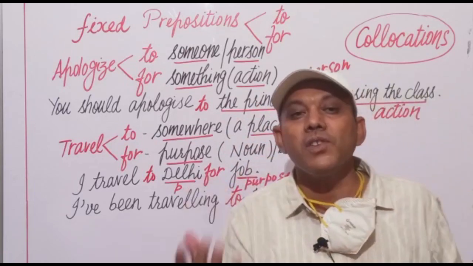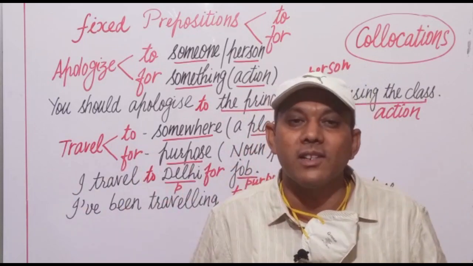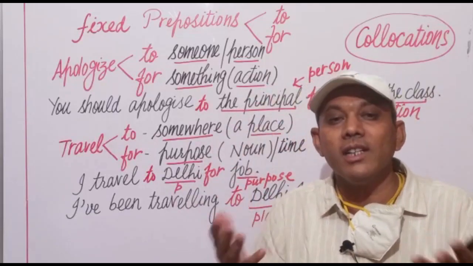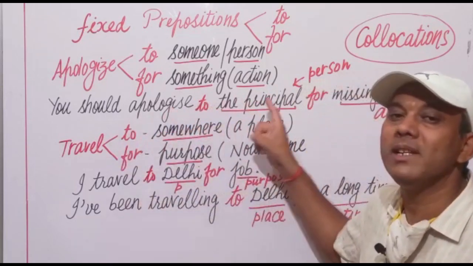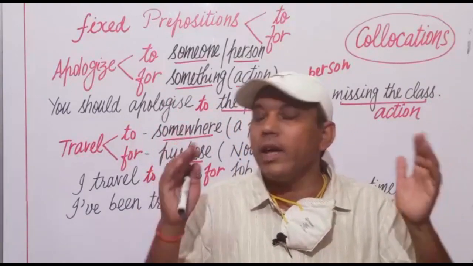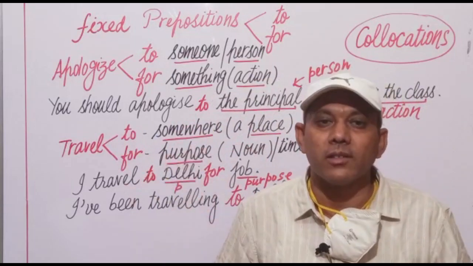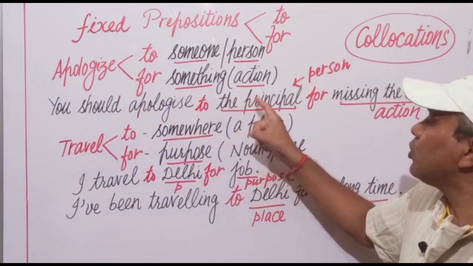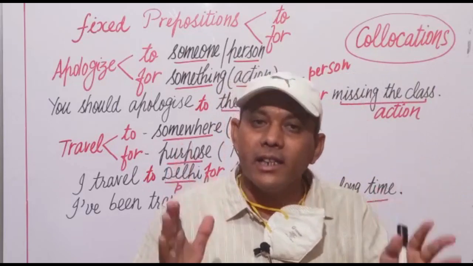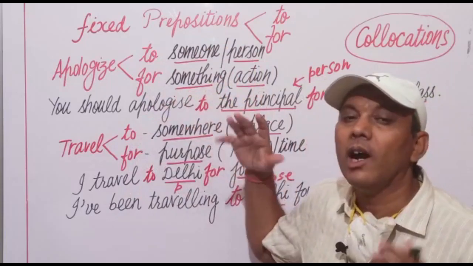Means a child has missed the class and the principal has struck off the name of the child for that particular reason. Now, he can enroll again on a condition. And what is the condition? He has to apologize to the principal. For what? For missing the class. And he should make a promise for not missing the class in future. You should apologize to the principal for missing the class. Here, missing the class is an action. In this way, we use to for someone and person, and for for something or an action.